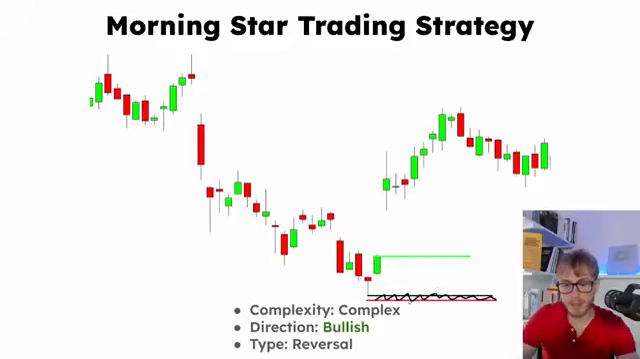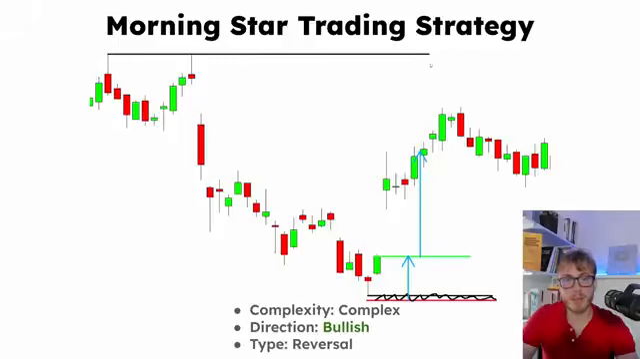As for your target level, we can keep it simple and use a 2-1. This would give us a target around here. Or we can actually use previous market structure. So in this case, you can see that we have a pretty clear resistance all the way up here.